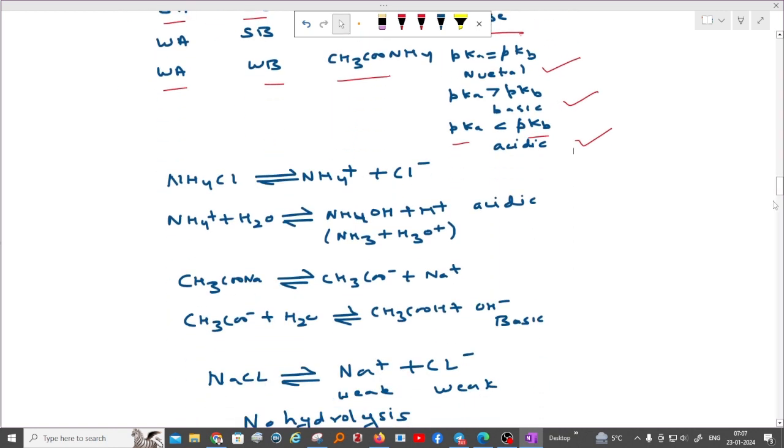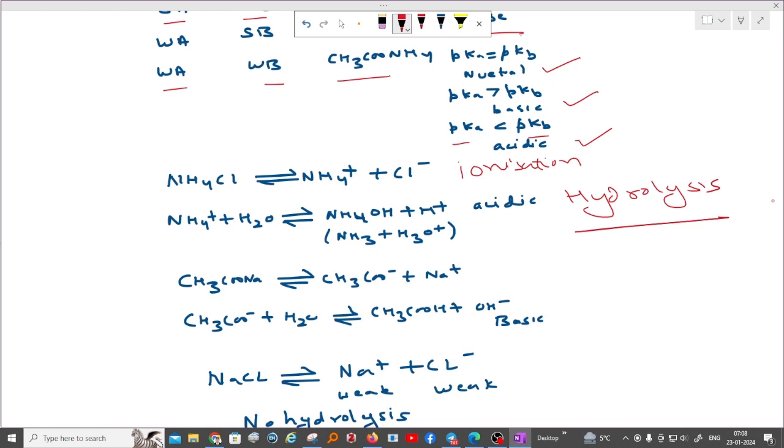Now what is happening is that whenever a salt is dissolved in water, first there is ionization which is happening, and then there is hydrolysis, second. Okay, now this is ammonium chloride.